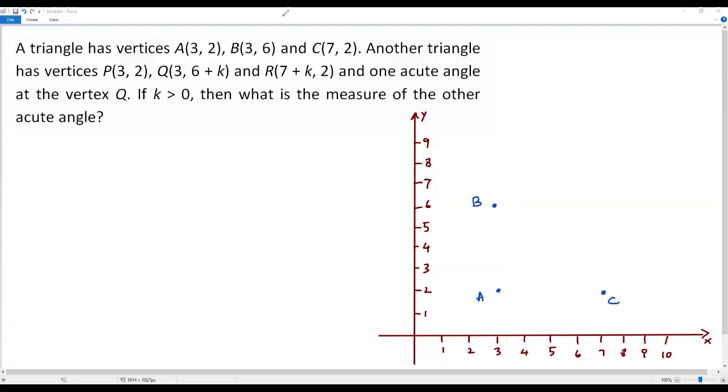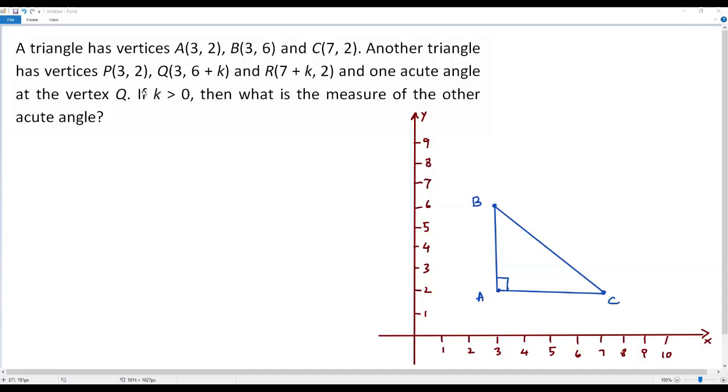Now let me connect all these three points by line segments. Clearly, we are getting a right triangle over here. Because we know that this is a horizontal line and this is a vertical line, here we get a right triangle.